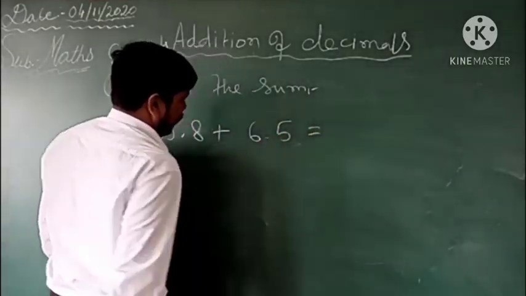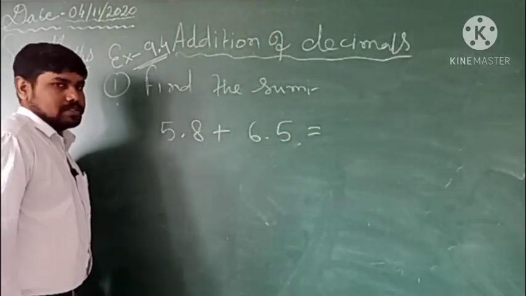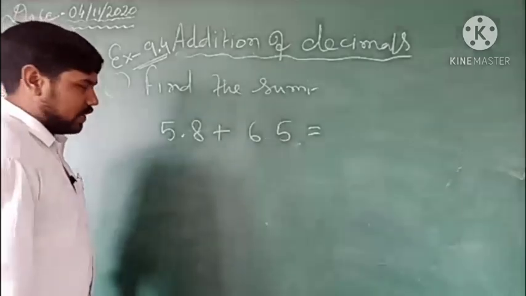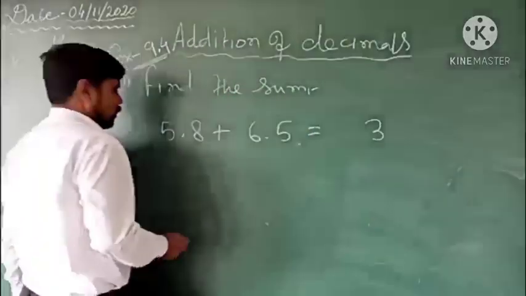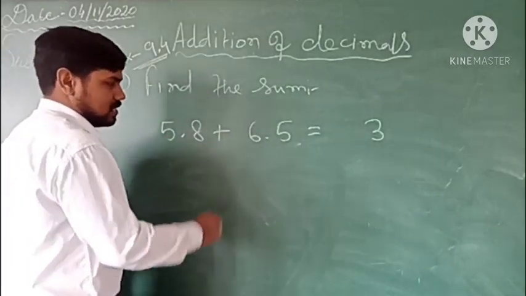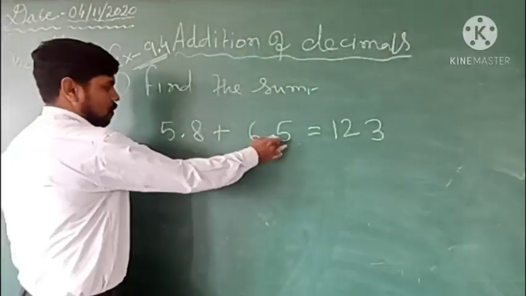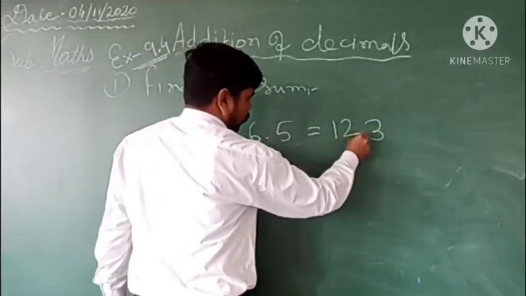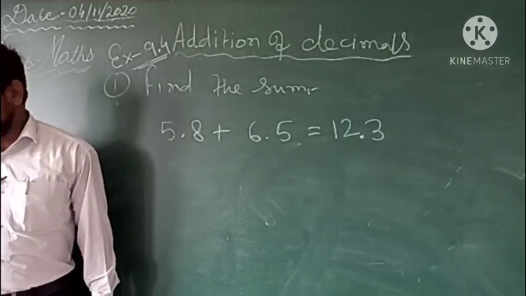So very simply we will add 5 plus 8. 8 plus 5 is 13, right? So 13 is 3, 1 carry. So 5 plus 1 is 6, 6 plus 6 is 12. Okay, so 12. And before one digit we put the decimal here also. So 12.3 will be the sum. 12.3 will be the total sum.